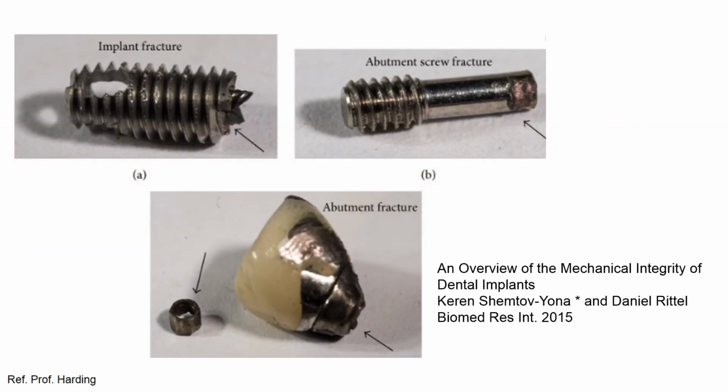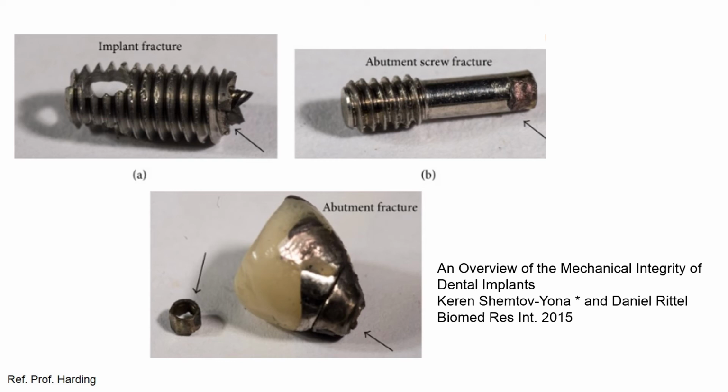Over time, and when you place enough implants, you will encounter these problems. Implant fracture on the top left-hand side, abutment screw fracture. This occurs when the patient has been using a loose implant for some time and has not returned to the surgery for the abutment to be screwed down, so the abutment screw has ended up taking all the load and it snaps. This can be a very difficult problem to solve, especially if half of the abutment screw is jammed in the base of the implant.